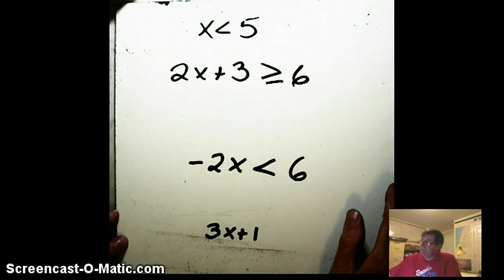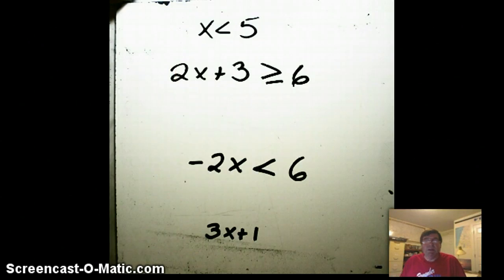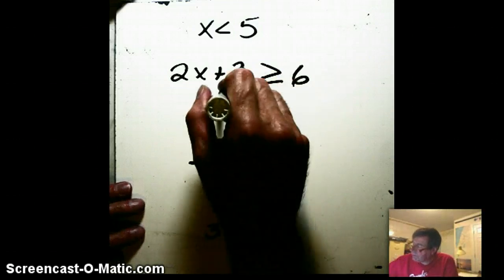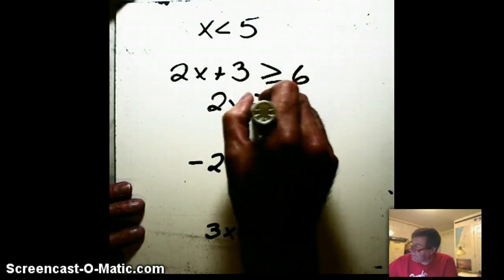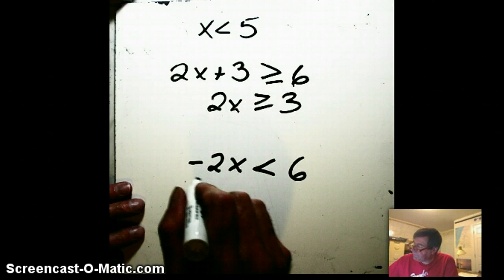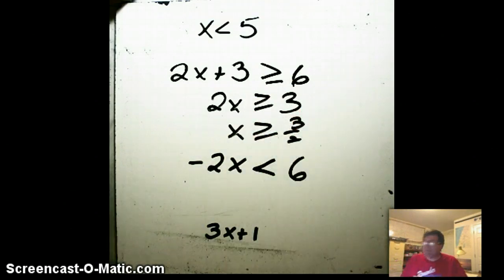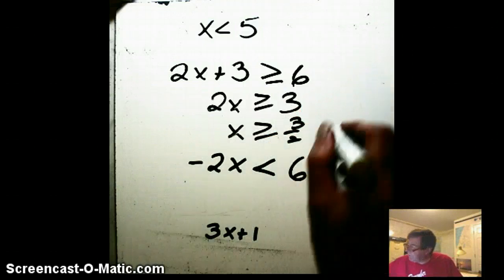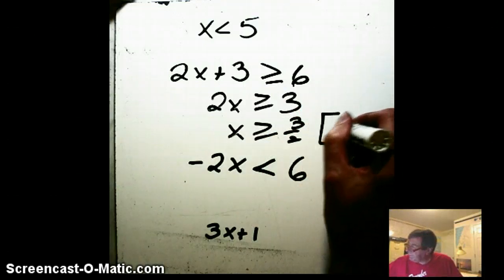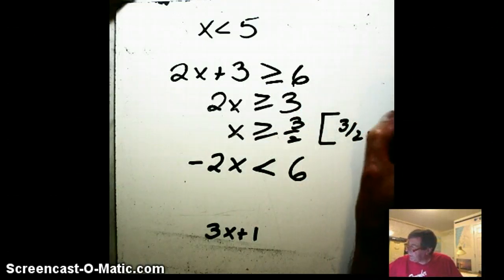All right, so when we're thinking about inequalities, here's one already solved: all the values of x less than 5. Now, we want to solve a linear inequality. It's like an equation. We subtract 3, so I'm going to subtract 3 from both sides. And I'm going to divide by 2. x is greater than or equal to 3/2. And I could graph it or I could show it in interval notation. Everything to the right of 3/2.